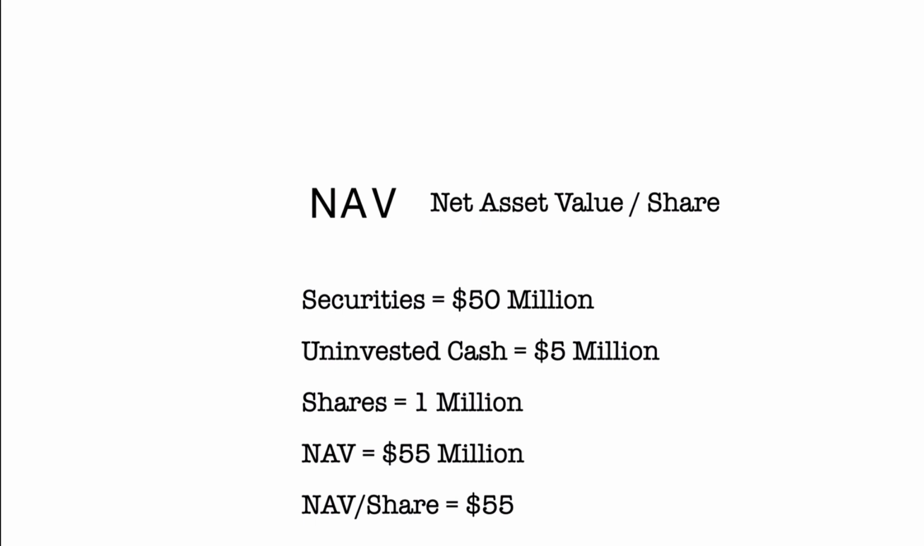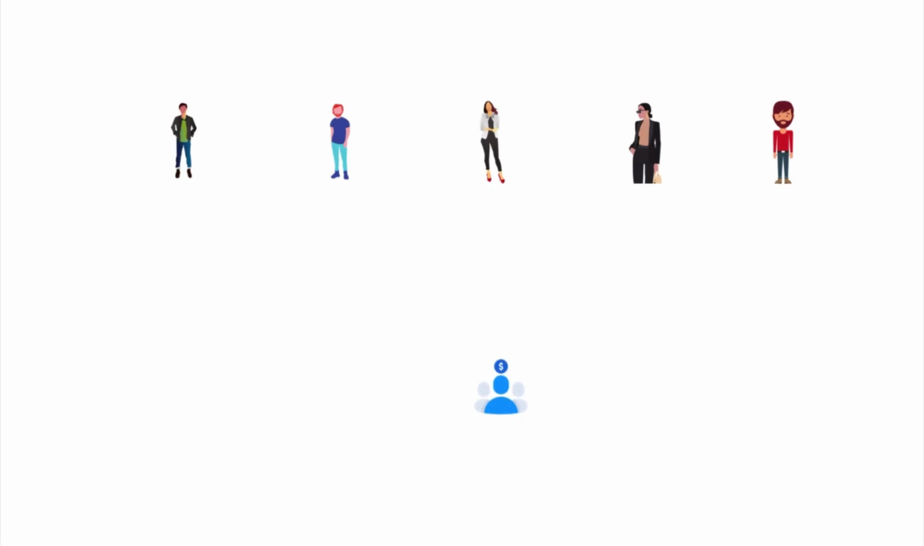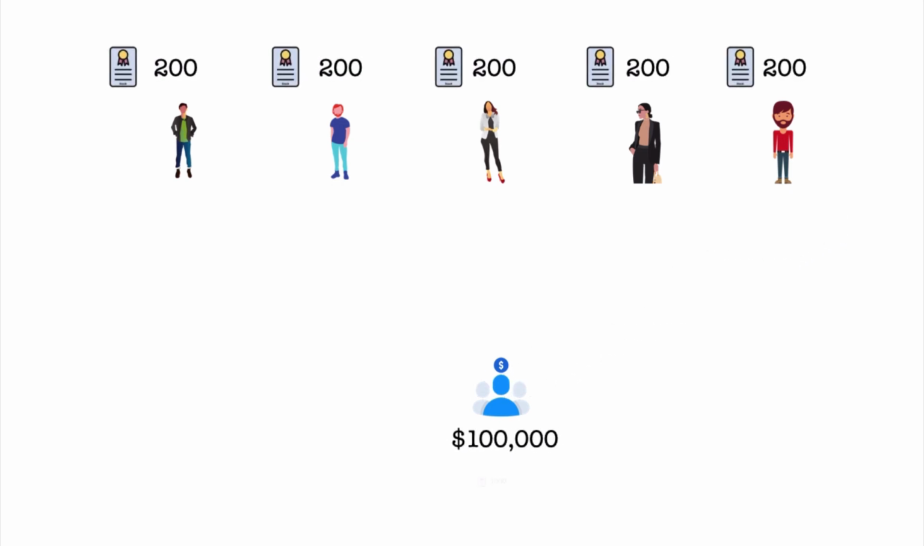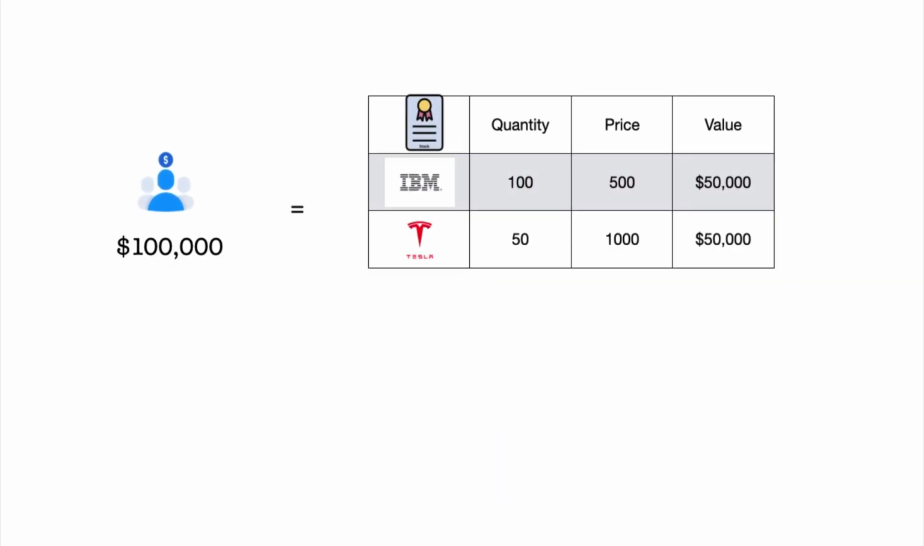Let's assume that you and 4 of your friends pool an equal amount of cash to raise $100,000 to start a mutual fund. Each of you is equally vested and will own 200 shares, assuming a total outstanding share of 1,000. Now the investment advisor you hired has decided to invest this $100,000 into 2 stocks, IBM and Tesla, with equal weights. IBM is trading at 500 and Tesla at 1,000. Then the initial portfolio will have a mix as shown.